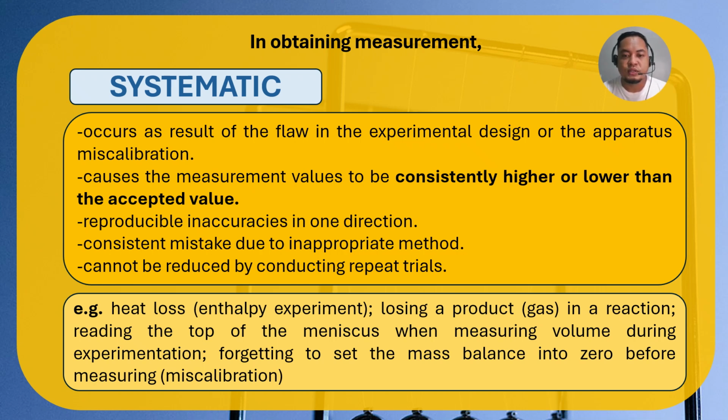And then it causes the measurement values to be consistently higher, depending on the situation, or it underestimates, or it will have a lower value than the accurate one. These are reproducible inaccuracies in one direction, because in the very first place you used the wrong method, the wrong design, or a miscalibrated apparatus, for example, so it will reproduce inaccuracies already. Another definition that I got from another reference says that it is a consistent mistake due to an inappropriate method, and cannot be reduced by conducting repeated trials. Repeating trials can reduce the random error, but systematic error cannot be reduced by doing a lot of repeated experiments. A sample is the heat loss.